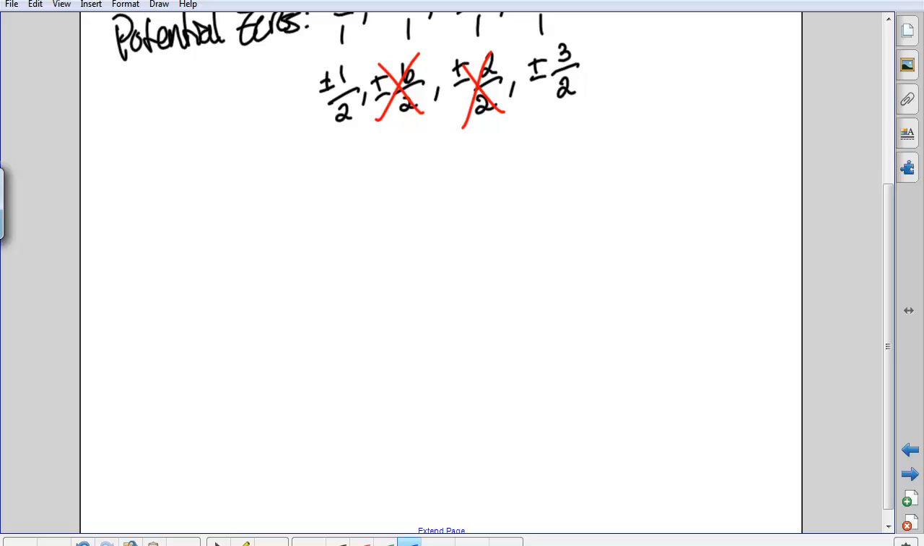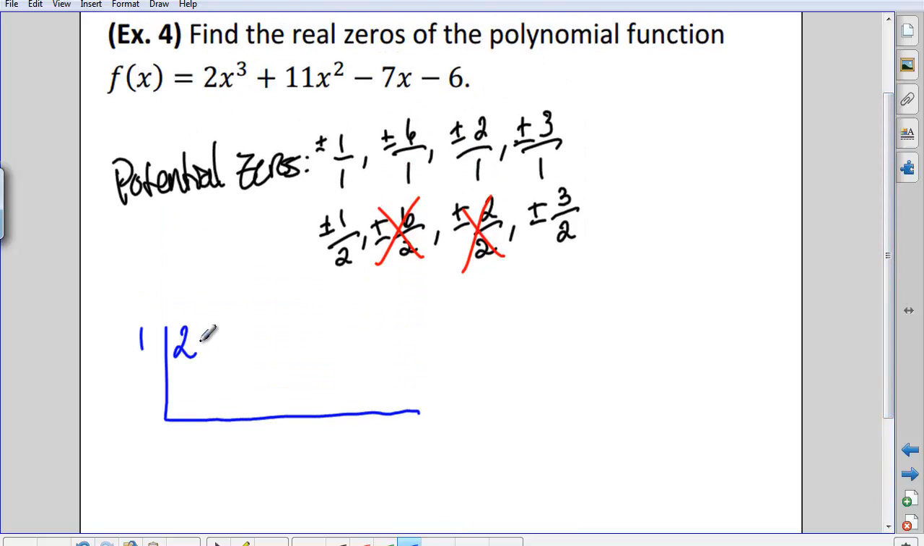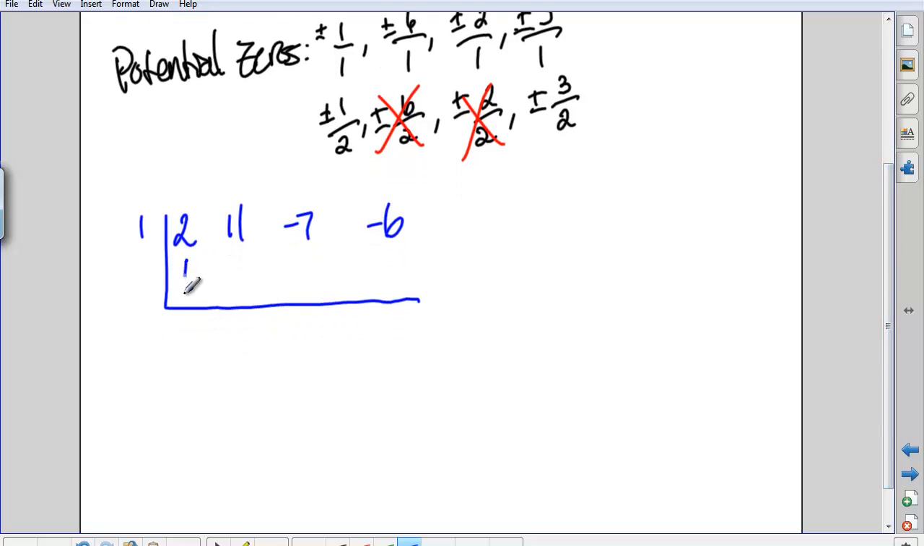Okay, well, if 1 is a zero, we can set this up with synthetic division: 2x cubed, 11x squared, minus 7x, minus 6. We should be able to run this through our synthetic division. If 1 is a zero, then we should get a remainder of 0, right? So 1 times 2 is 2, that's 13. 1 times 13 is 13. If we add that, we get 6. And wouldn't you know it, 6 and negative 6 is 0. So that tells me that positive 1 is a zero of this function.